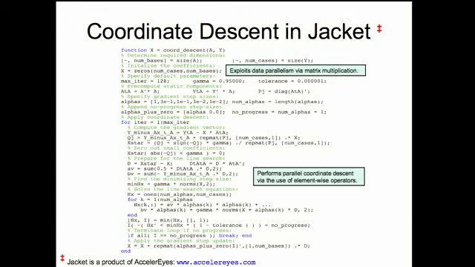And as a consequence of this, the algorithm can exploit parallelism in a variety of ways. The most obvious is by using BLAS and some clever programming by the folks who built Jacket. It can exploit data parallelism through matrix multiplication. It can also perform parallel coordinate descent by the use of element-wise operators. So the programmer who thinks in terms of vectorizing his or her code can accelerate things very quickly.